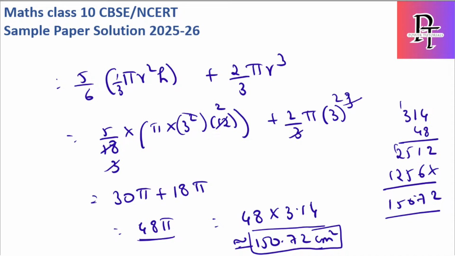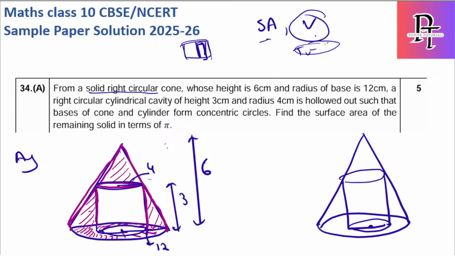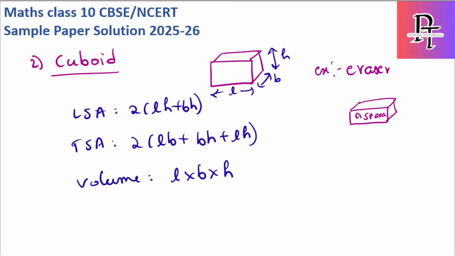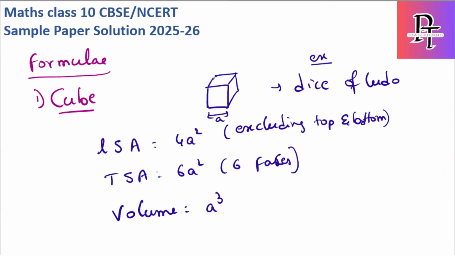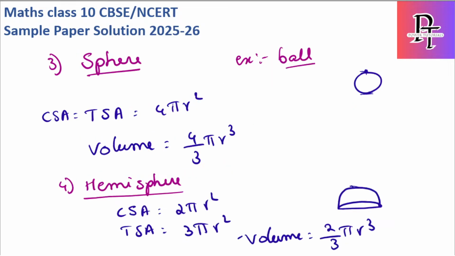So in this way all the questions related to surface areas and volumes of the sample paper have been done, and I have also pasted the formulas related to all the important 3D diagrams, that is 6 3D diagrams, which are cube, LSA, TSA, and then volume formula, and then also explained cuboid, LSA, TSA, and volume formula. Sphere formulas, TSA, CSA both will be same because the top and bottom of a sphere is 0. So simply TSA and CSA will be same, and then we have the volume formula.